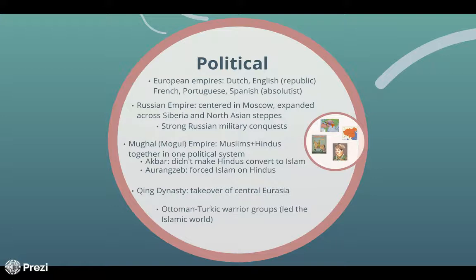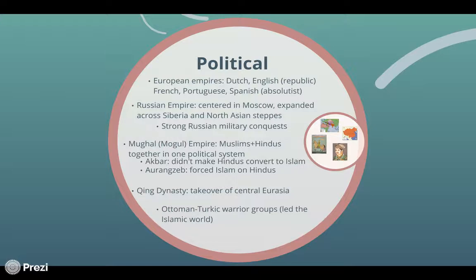Okay, so politically, there's two different kinds of European empires. There's a republic and an absolutist empire, which is more of a monarchy kind of idea. So the Dutch and English were republics, while the French, Portuguese, and Spanish were absolutist, where they had a supreme ruler.